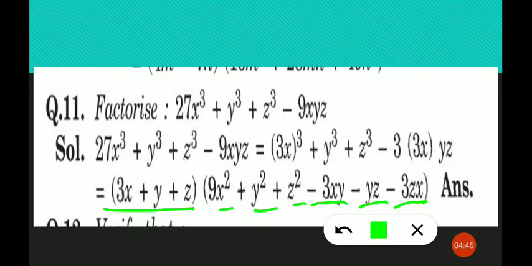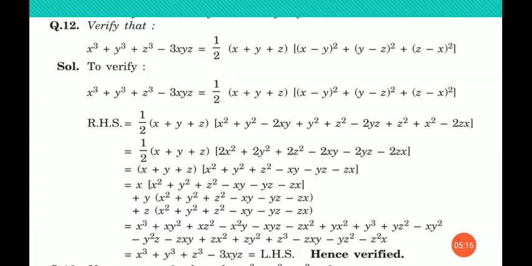Just the formula we are using: x cube plus y cube plus z cube minus 3xyz is equal to (x plus y plus z) whole multiplied by (x square plus y square plus z square minus xy minus yz minus zx). Okay. Next, question number 12.